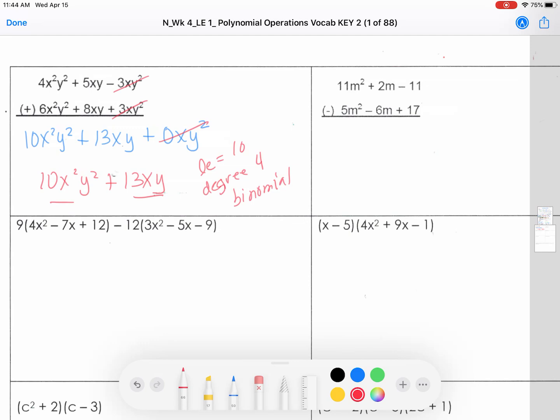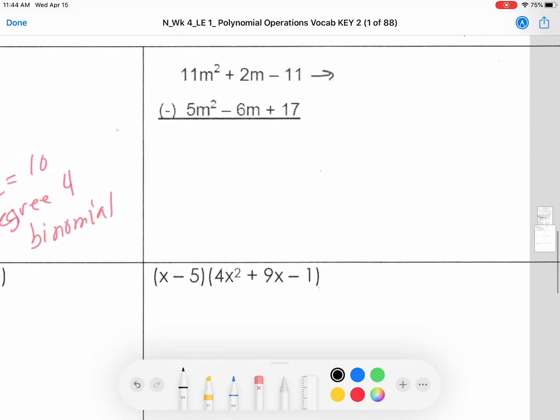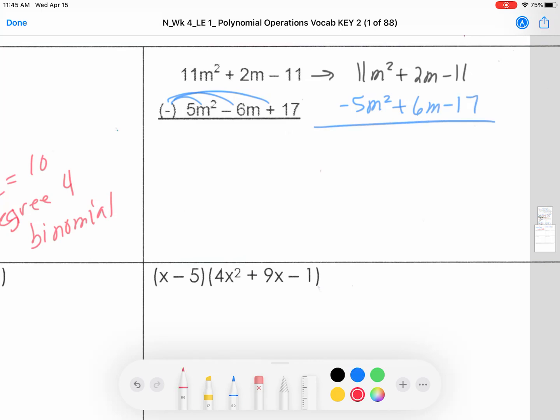This next one is very similar, but it's a subtraction problem. The top trinomial is just going to stay as is, so I'm just going to copy it over. And this next one has that minus in front, so again we need to distribute that minus. Minus 5m squared plus 6m minus 17. So when we put those together, we have 6m squared plus 8m minus 28. Lead coefficient is 6, degree is 2, and it's a trinomial.